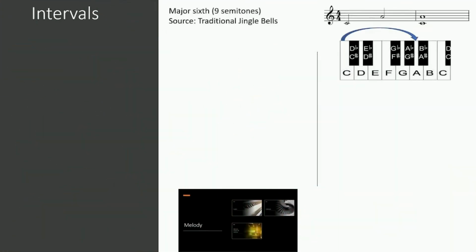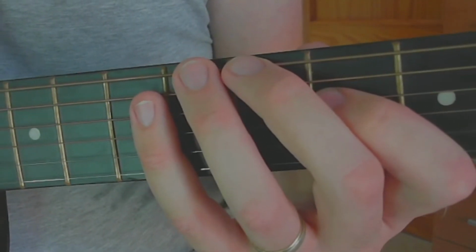Major sixth, 9 semitones. Here's the notation. And the easiest musical example to remember is Jingle Bells, the first verse. Dashing through the snow, but the dashing is a major sixth. Dashing through the snow in a one-horse open sleigh. Always puts me in a good mood. Major sixth.